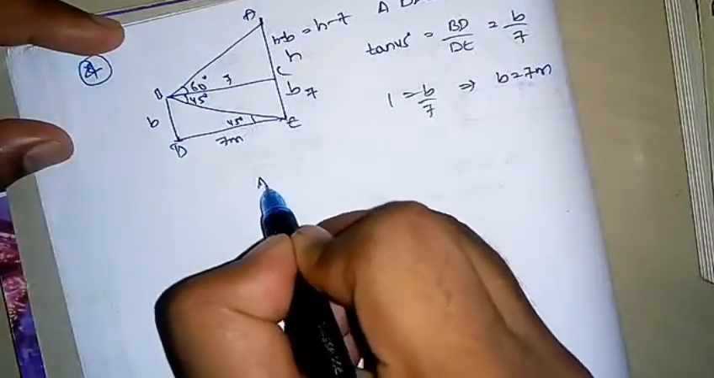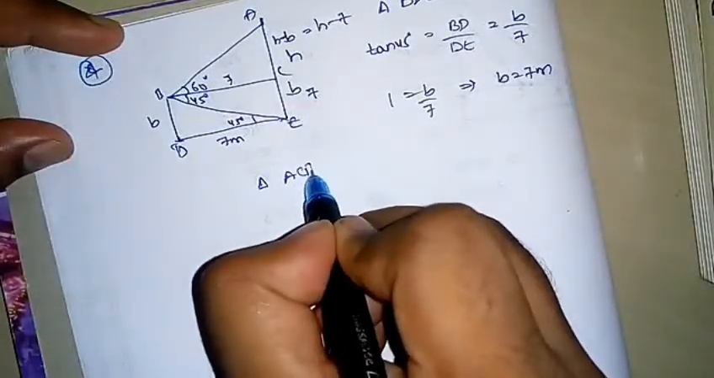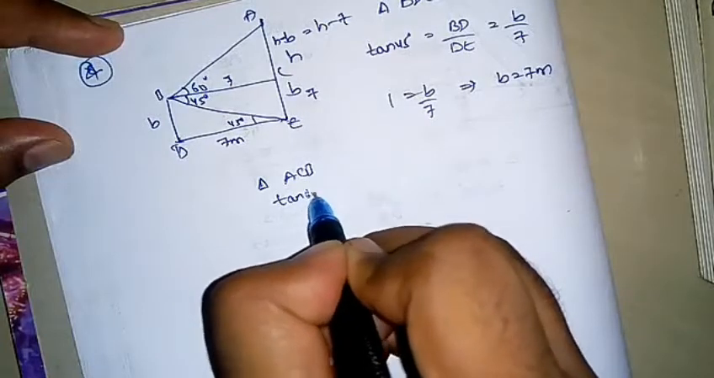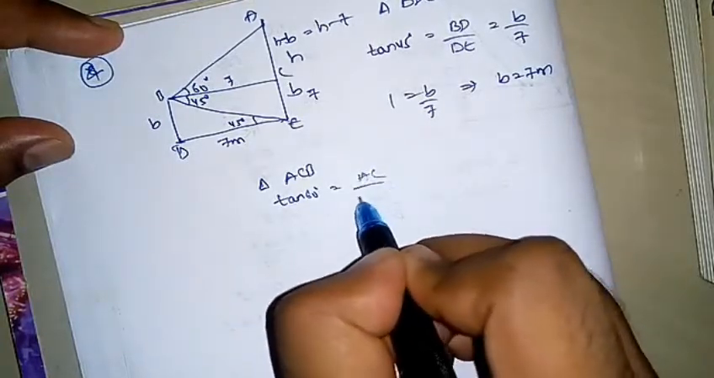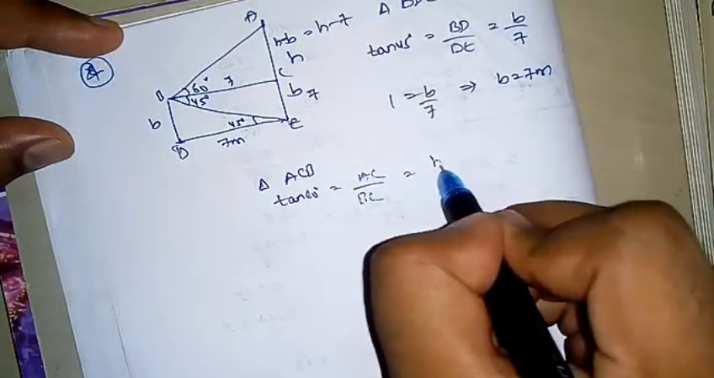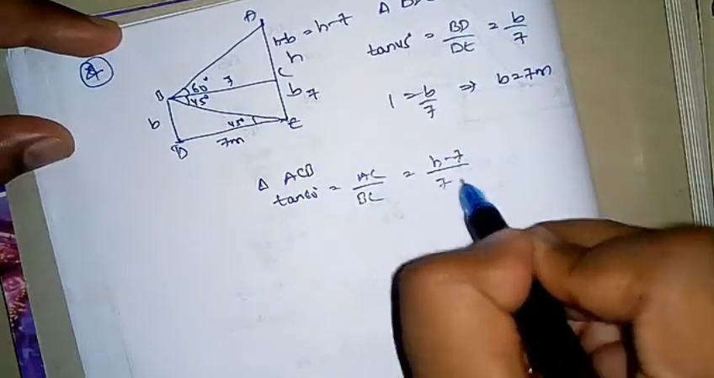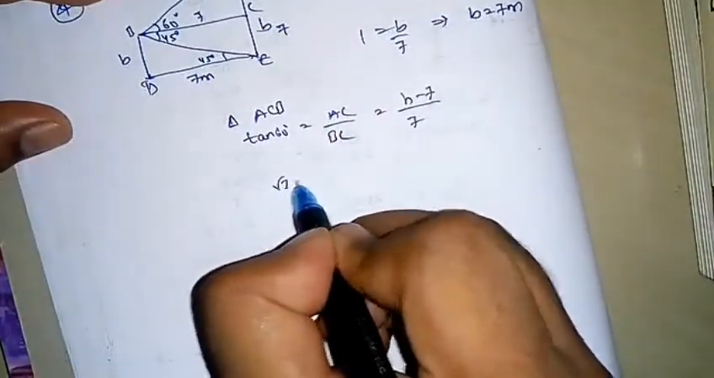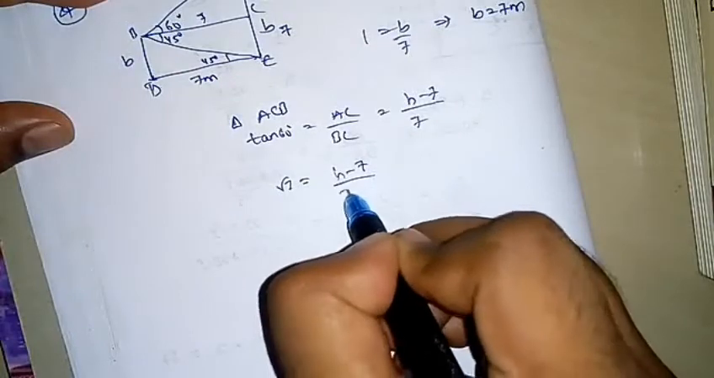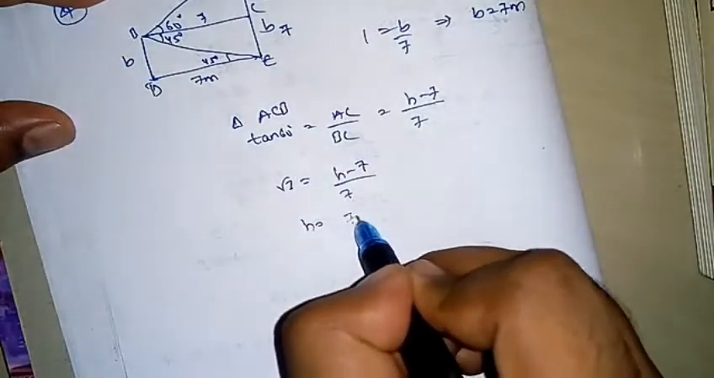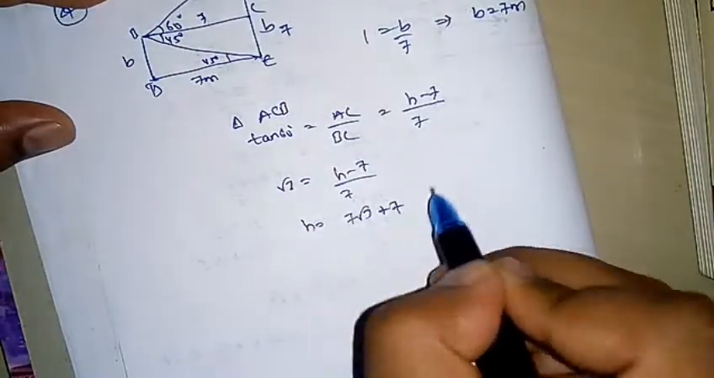So now in triangle ACB, tan 60 degrees is equal to opposite side AC by adjacent side BC, which is equal to h minus 7 by 7. Tan 60 is root 3, which is equal to h minus 7 by 7. Therefore h is equal to 7 root 3 plus 7.